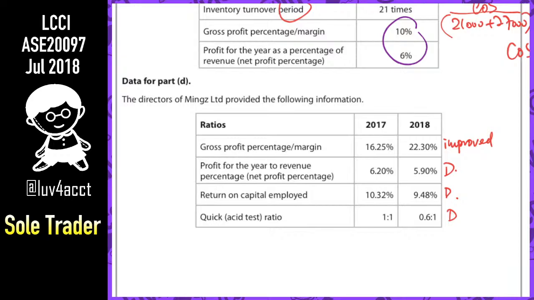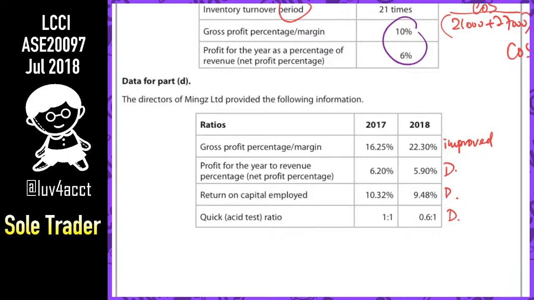Quick ratio deteriorated. So overall I should conclude that there is a deterioration of the overall performance. You are able to sell your goods at a higher price, which is good, maybe because of marketing efforts. Be careful, it is not directly related to the amount of sales. If you keep your margin and sales increase, you have higher gross profit, but the gross profit percentage would be unchanged.